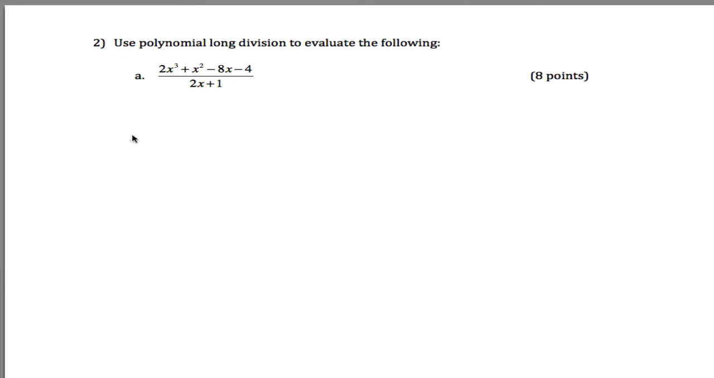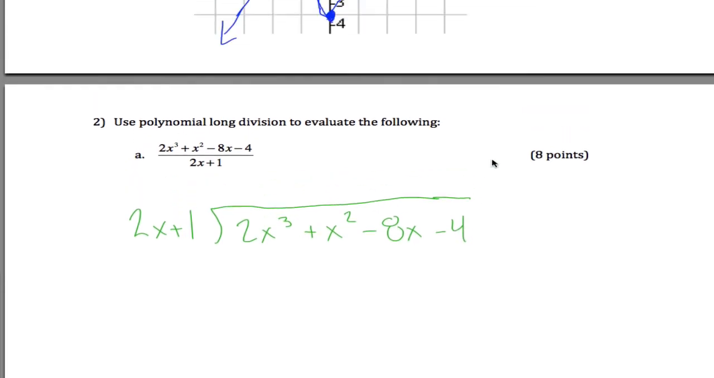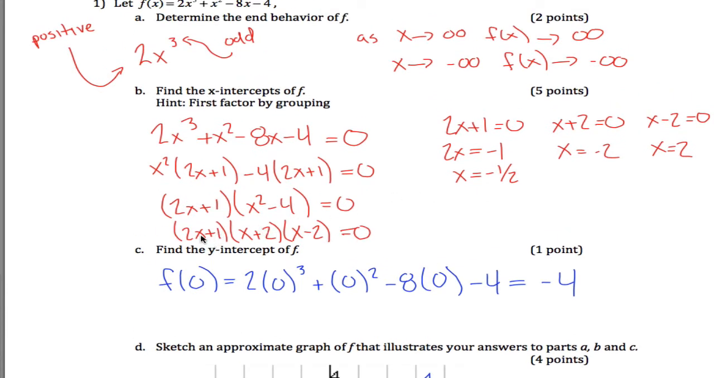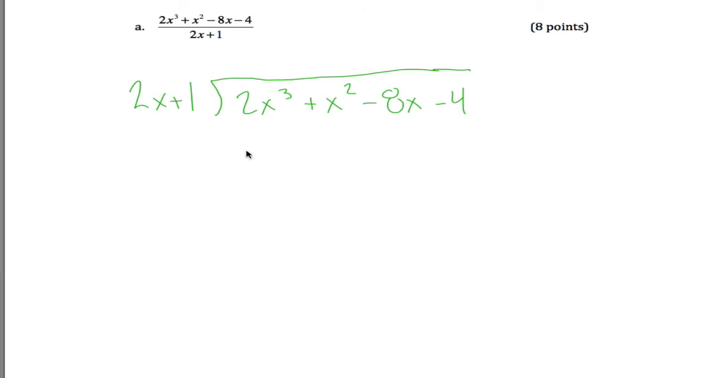All right, polynomial long division. 2x plus 1 divided into 2x cubed plus x squared minus 8x minus 4. If you're really clever, you can come up here and be like, wait a minute, that looks a lot like this. If I divided 2x plus 1 out, I should be left with x squared minus 4. That's true. Our answer will end up being x squared minus 4. But you didn't need to see that. You could just go through and do it.